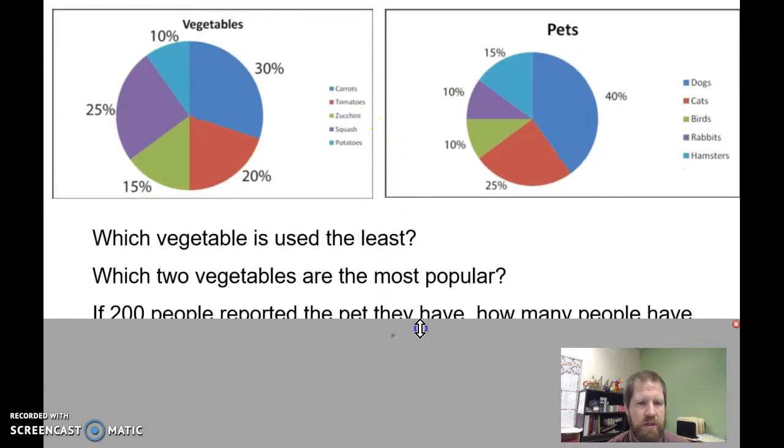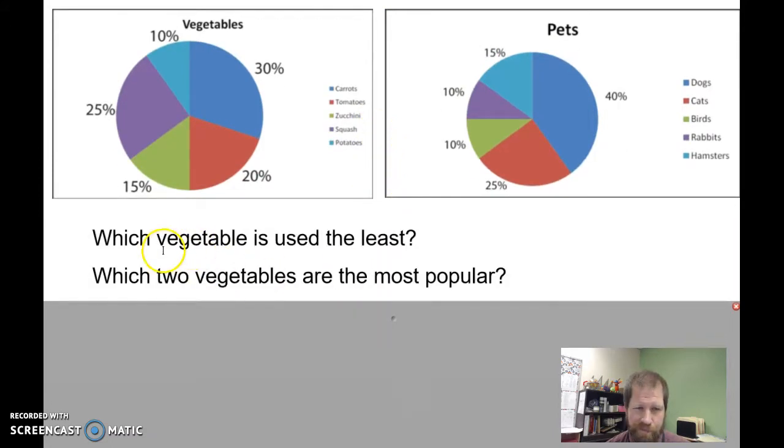So the types of questions you'll get for these ones, some of them are pretty basic. Which vegetable is used the least? Well, we find the smallest piece of the pie, 10%. Light blue would be potatoes. Okay, potatoes apparently are used the least.